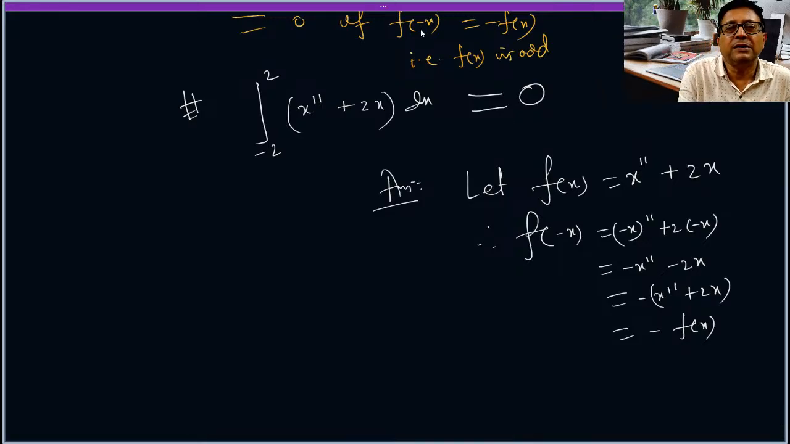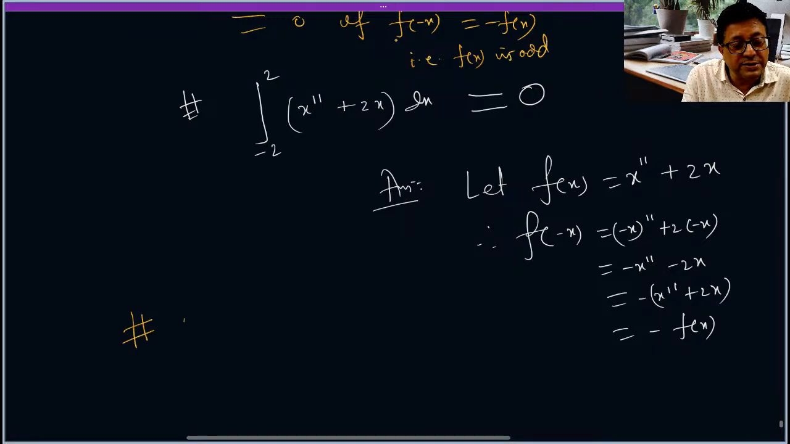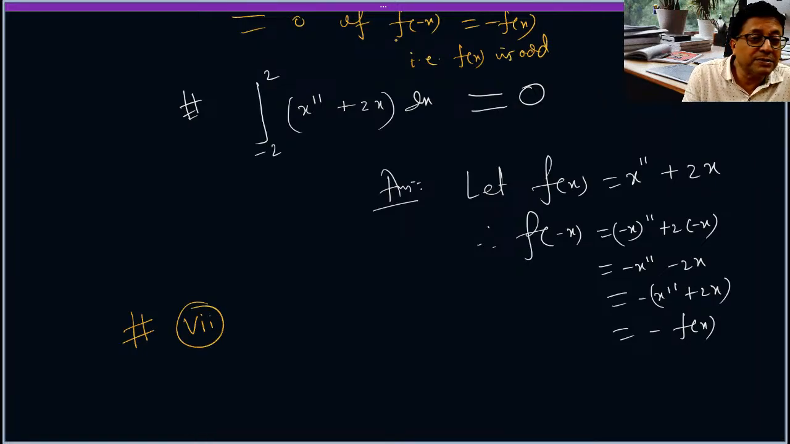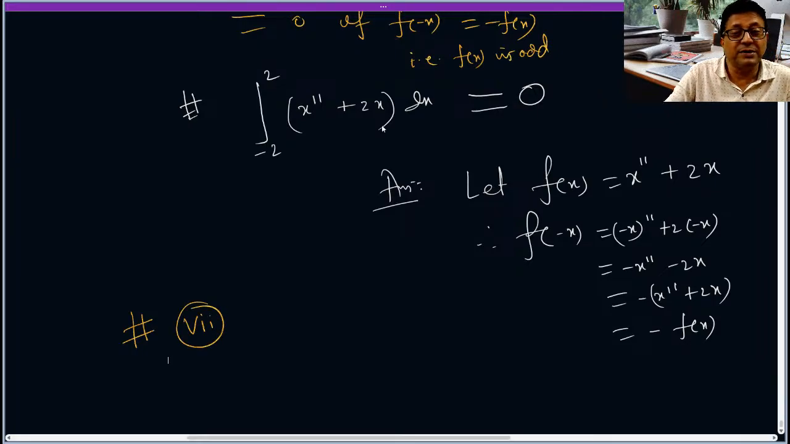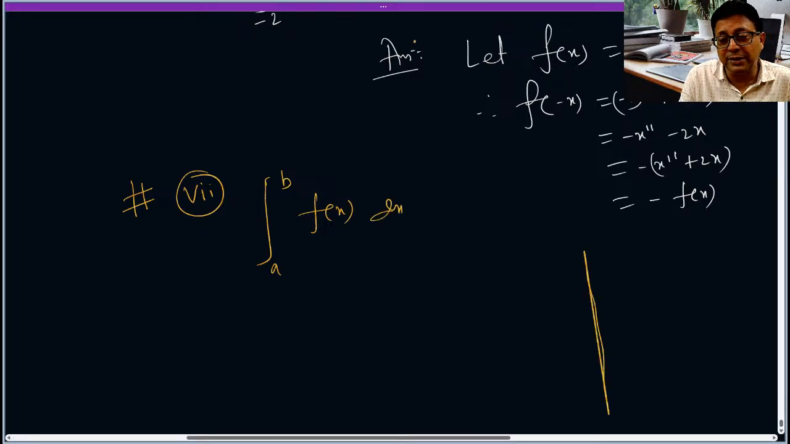Now let us learn the next property, which is another very important property, the 7th one. Sometimes it comes as the third property in my sequence, but I have changed the order. This is actually on the geometrical meaning, which I have told you earlier. The integral A to B of fx dx is the area bounded between 2 points A and B. You know it very well.